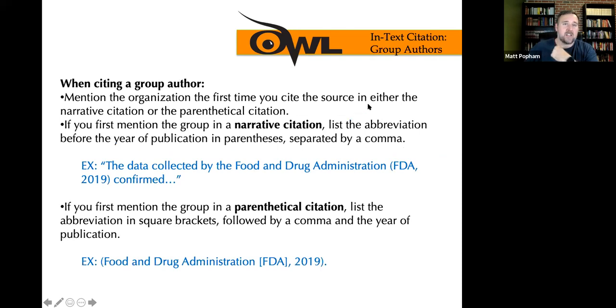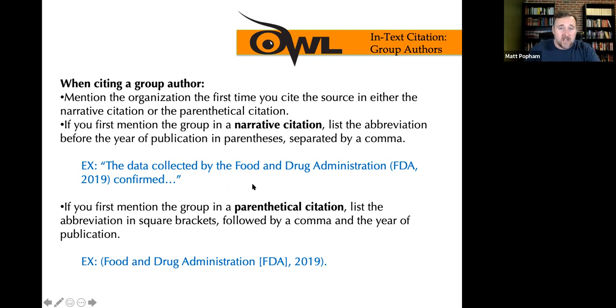If you're citing a group source like the FDA or the CIA or the CDC, it's the proper convention that the first time that you mention that, you write out the entire name, and then in parentheses, you'll go ahead and put the abbreviation, and then every time after that, you're going to use the abbreviation.